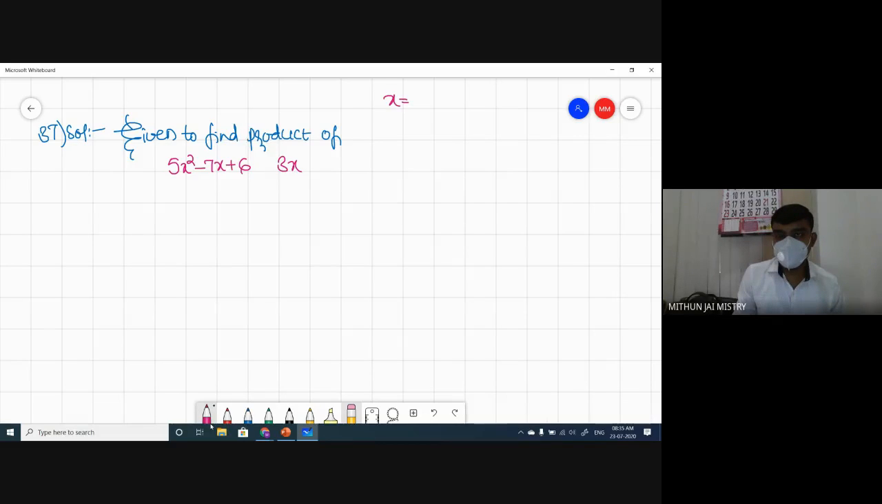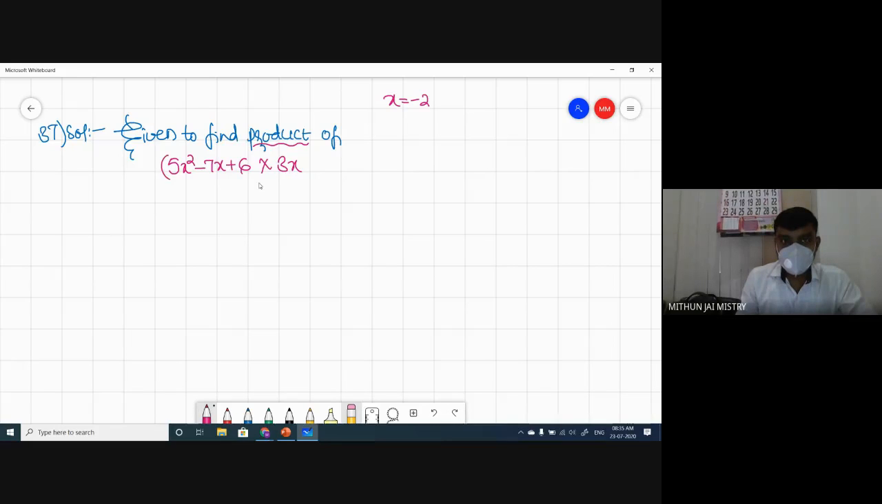So that's verification. That is the second job. First, we need to find the product, and the second job is we need to verify by substituting x is equals to minus 2. So first, as it is asked to find the product, what we are going to do is we are going to keep multiplication symbol in between 5x squared minus 7x plus 6 and 3x, because product stands for multiplication. But only if you keep multiplication, that is not going to work.